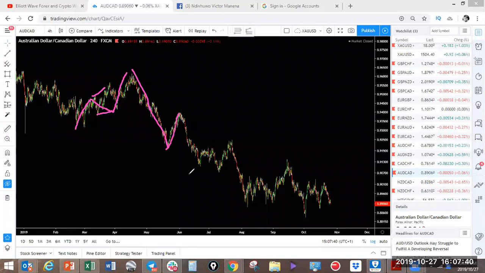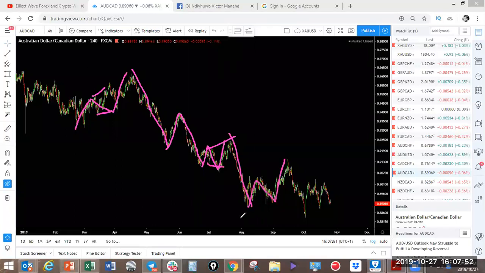You can't see this pullback, you can't see the 3 waves here, but let's leave that one for now. So we drop, 1, 2, 3 up, expanding flat. What happens after that? We drop, 1, 2, 3 up. You can call this one a zigzag. What happens after that? We drop.